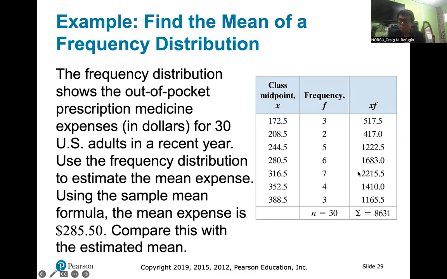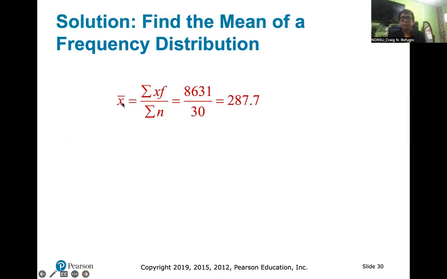You get the total of the third column, the xf column. So add all these values from 517.5 to 1,165.5. The total is 8,631. The summation symbol refers to the total. So x bar is equal to the summation of xf divided by the summation of f, or n. So 8,631 divided by 30 gives us 287.7.